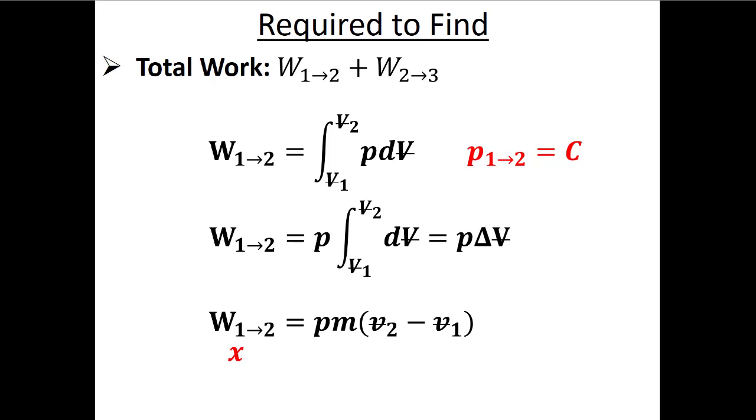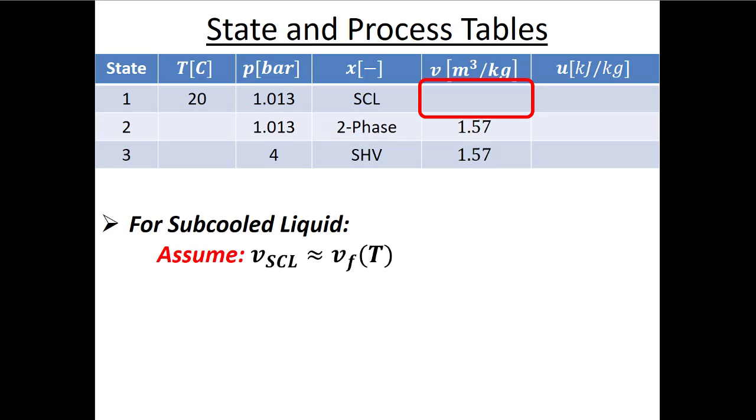Here, I don't know the work. I do know the pressure. I do know the mass. I do know V2. And I don't know specific volume of 1. So I was close, but not quite. So how do I find the specific volume at state 1?